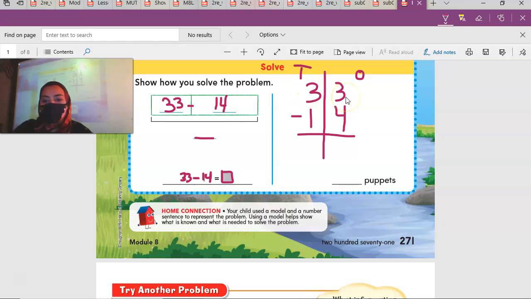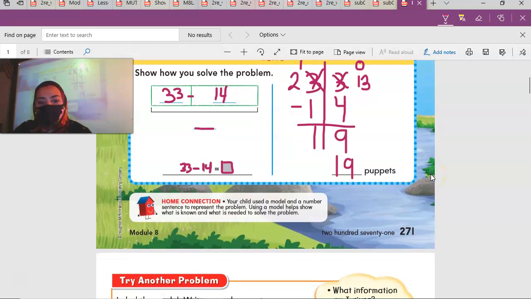We can knock at his door. Excuse me, 10, can I borrow one? Sure. 10 becomes a 2, and 3 becomes a 13. Now, can I take 13 away from 4? What's 13 take away 4? 9. What is 2 take away 1? 2. What's your answer? 19. 19 puppets.